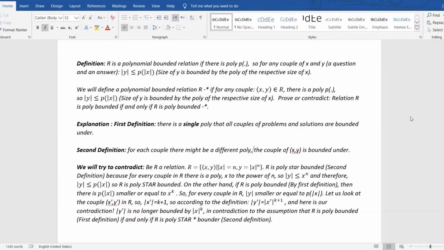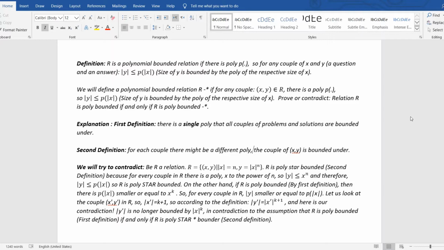Let's jump straight to the question and solution. Alrighty. Definition. R is a polynomial bounded relation if there is a polynomial p such that for any couple of x and y, a question and an answer, the size of y is bounded by the polynomial of the respective size of x.